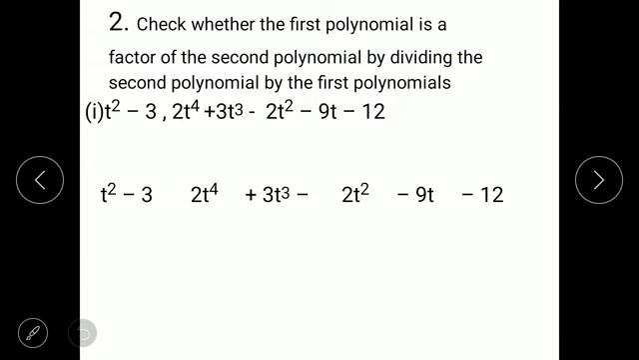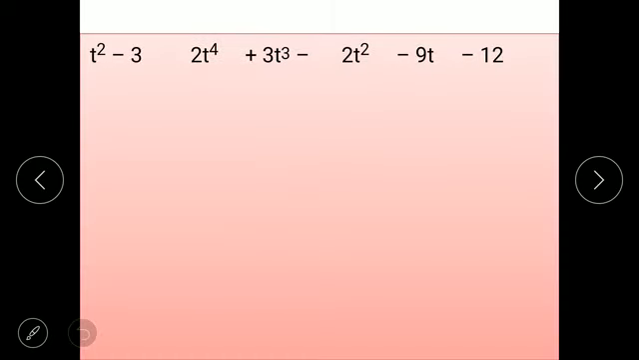What is the next question given there? Question number 2: check whether the first polynomial is a factor of the second polynomial by dividing the second polynomial by the first polynomial. That is, this second polynomial you divide with the first polynomial and check whether it is a factor or not. Only the same way you perform the division. If the remainder is 0, we can tell it is a factor. Let us do that. You can perform that division.